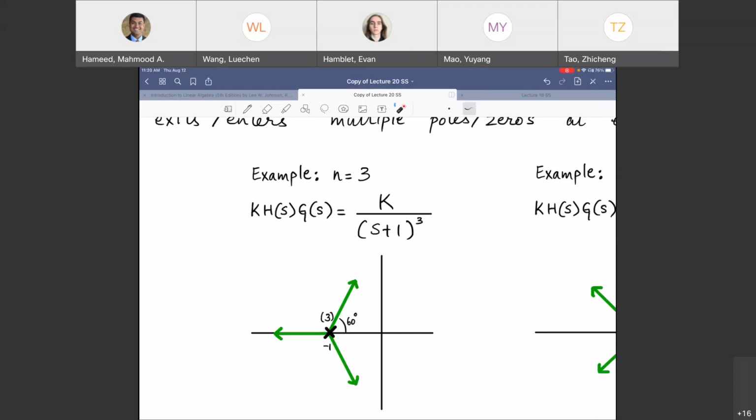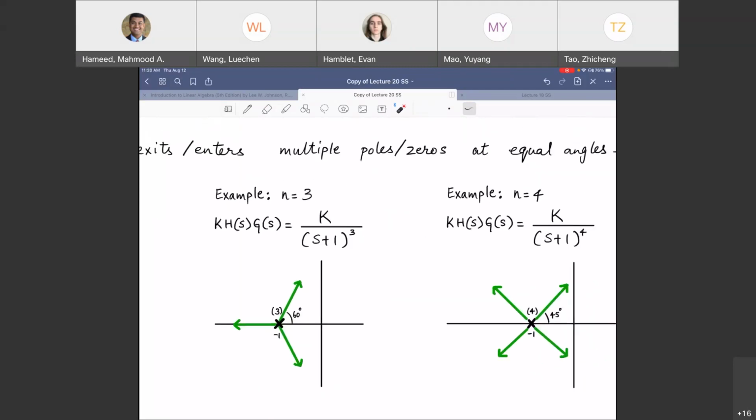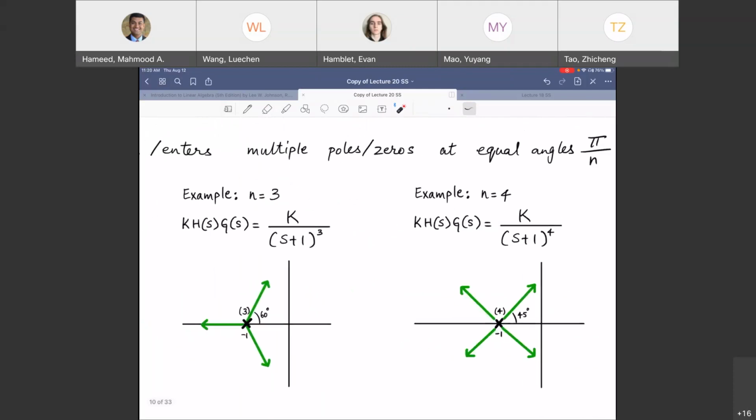They are going to exit out of a pole at what angles? Pi divided by 3. So you have one guy going at 60, one guy going at 180, and another guy going at -60. All at equal angles, exiting from a pole. Again, no zeros involved here. But if you had 3 zeros, say if you had (s+1) cubed, root locus would be entering that zero at equal angles. Again, pi over 3. Last one, n equals 4.